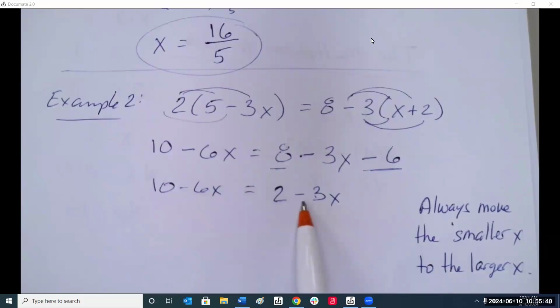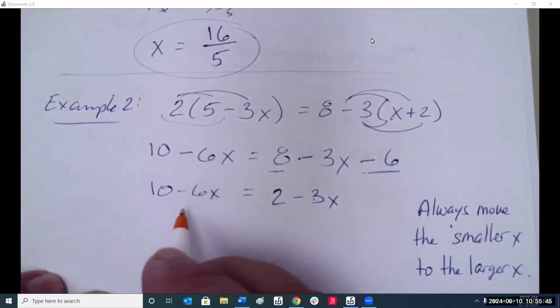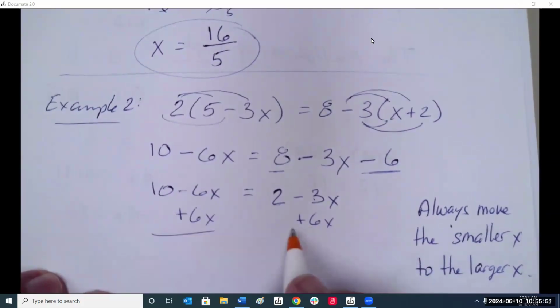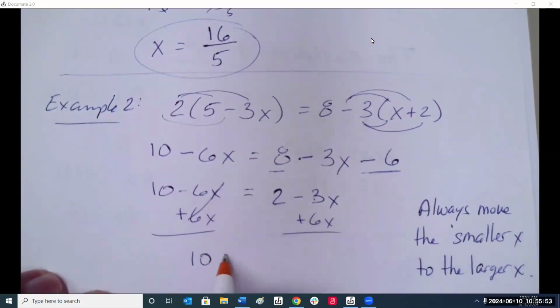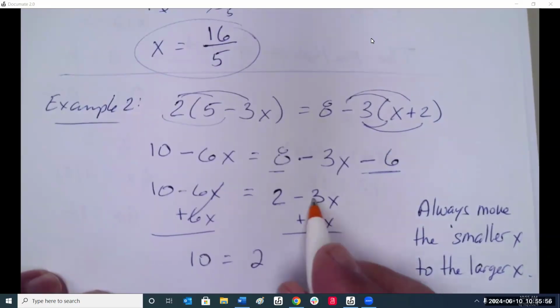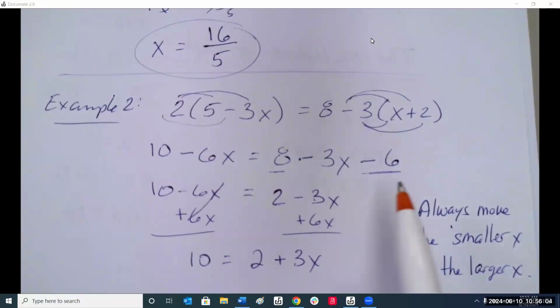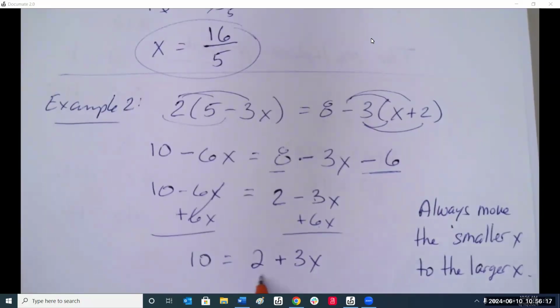Negative 6x versus negative 3x. Which one's smaller? Negative 6. So let's get rid of the 6. So we add 6x to both sides. 6 minus 3 is going to be positive 3x. So now we have a positive in front of our x. We don't have to worry about signs anymore. If we did it the other way, we'd have a negative 3x, which we'd have to worry about the negative sign at the end. Again, it wouldn't matter. It's just that you should try never to deal with negative numbers. Negatives hurt.